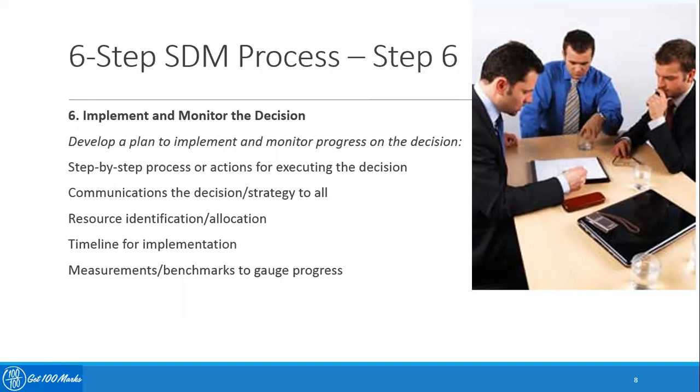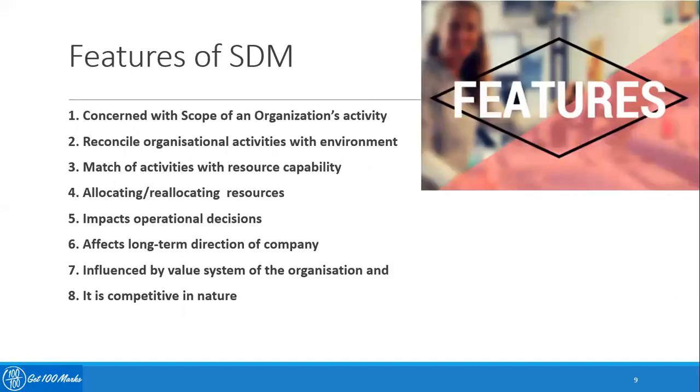So that's the strategic decision making process. But this strategic decision making process has some features. They are: strategic decision making is concerned with the scope of an organization's activity. Strategic decisions also reconcile organizational activities with the environment. They match the activities with resource capability.